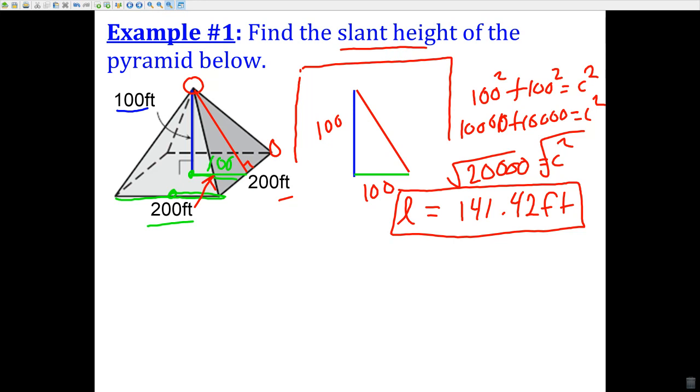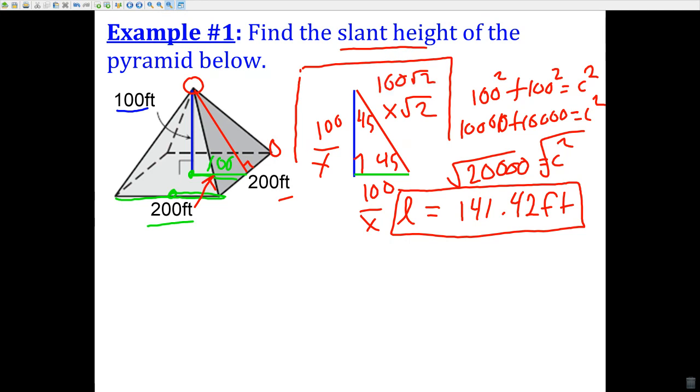Bonus points if you know what this kind of triangle is, it's a special triangle. I'd give you candy, but I don't have candy. I have virtual compliments though. Okay, if this was a right angle, right? And we have a 100 here and 100 here, that means we have a 45-45-90. x rad 2. So isn't this 100 rad 2?